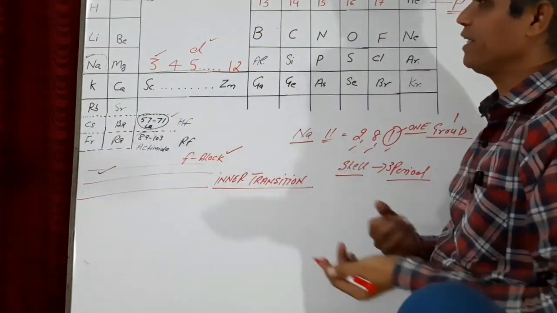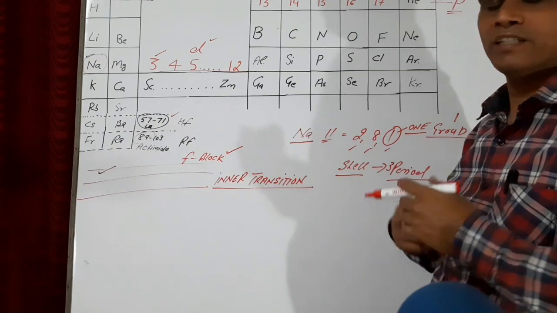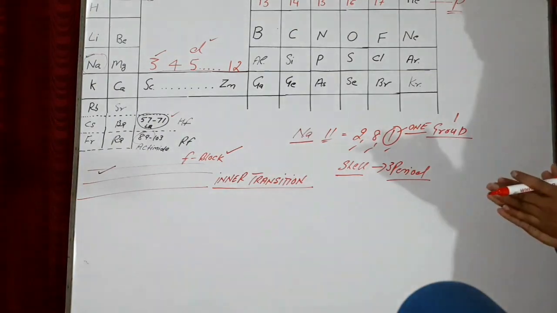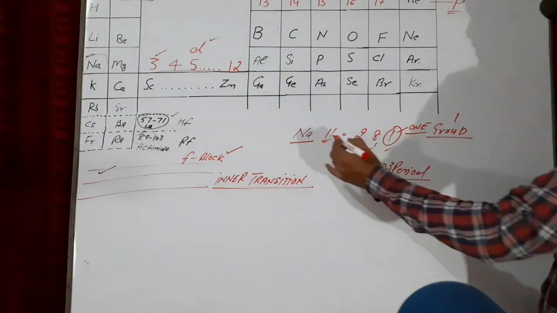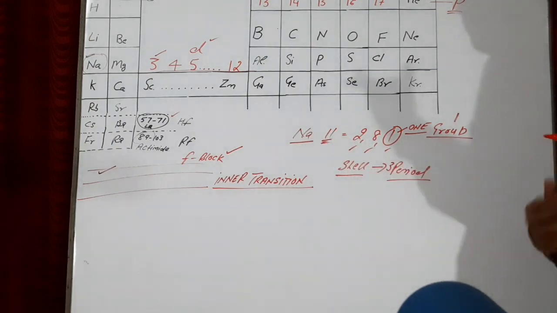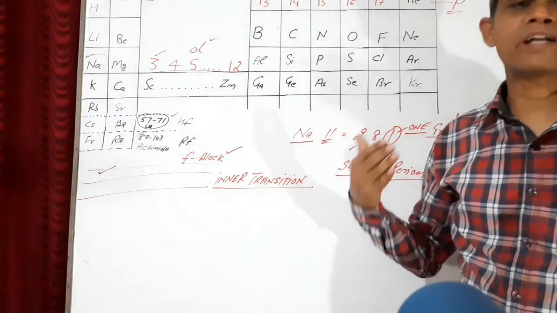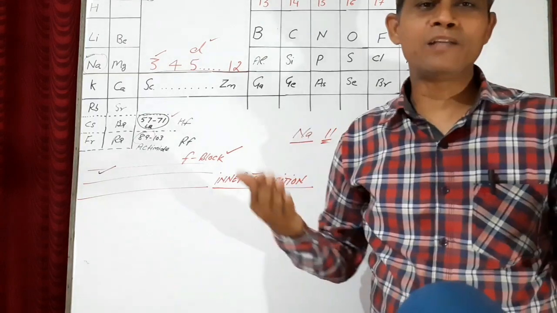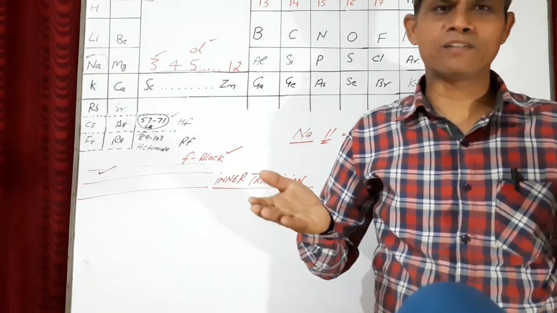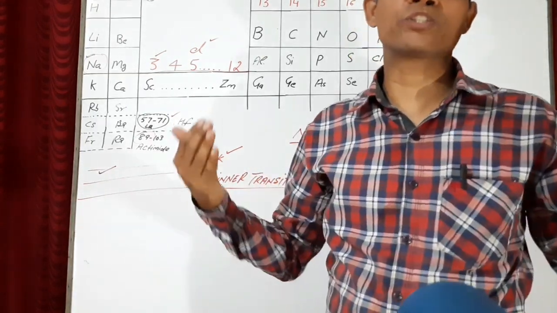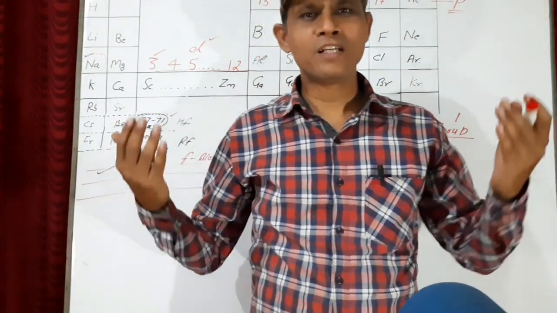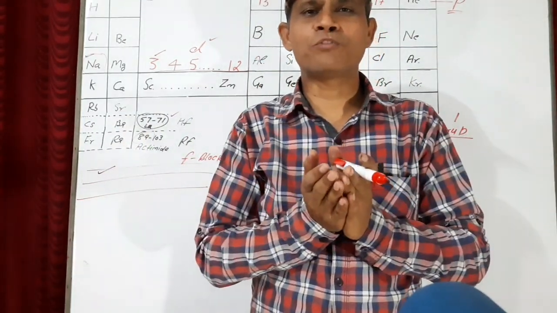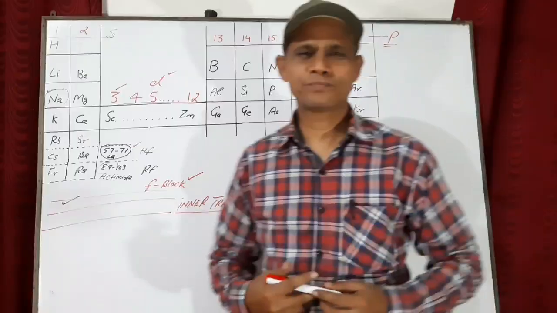Similarly, you can find any element in this way. Simply take this example, keep this example with you. If you remember this example, you can easily find the position of an element in the periodic table. This is very important. This type of question is sometimes asked in the examination as well. So that will be helpful for you in the examination.